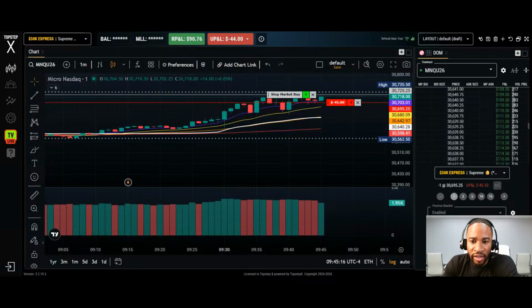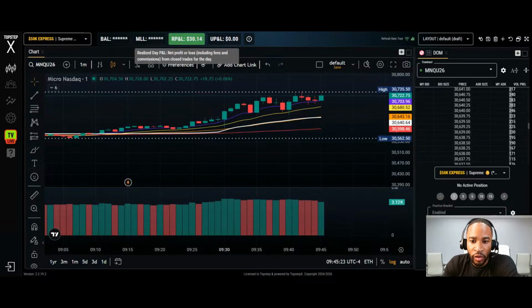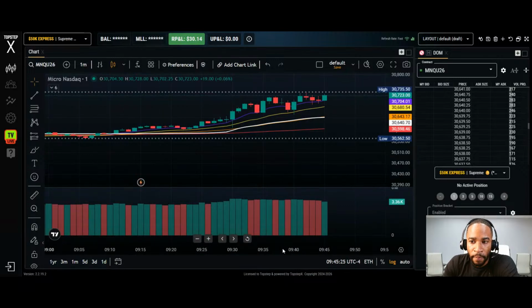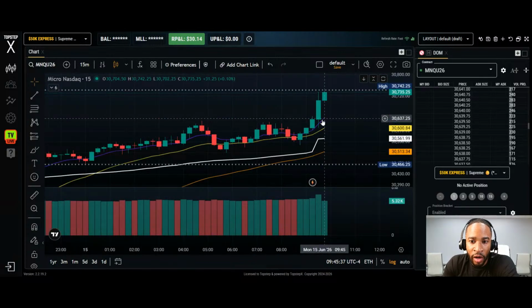And the good thing about having a stop loss in place, you can always get back in. Order filled. All right, so I just stopped out. Now I'm only up about $30 so far for the day. And it's 9:45 a.m. So now we can start using the 15-minute ORB strategy. Now let's see how this 15-minute ORB is going to perform.